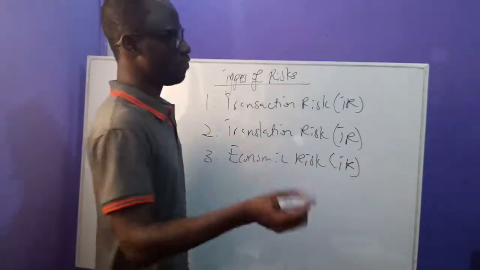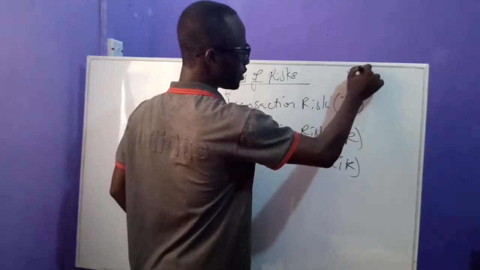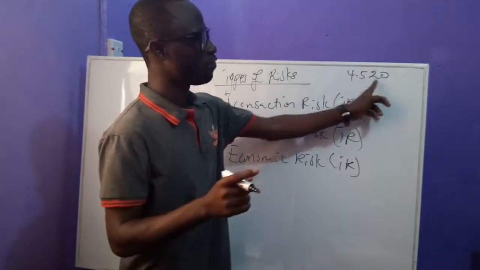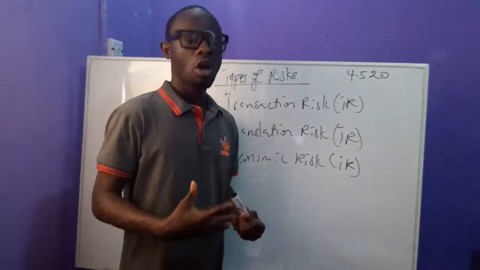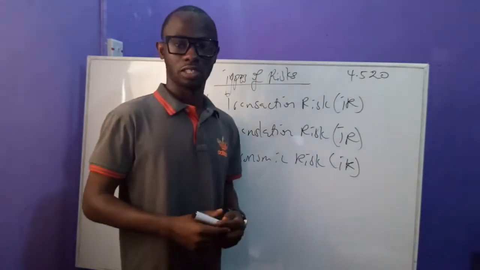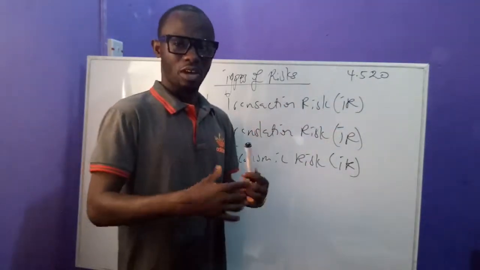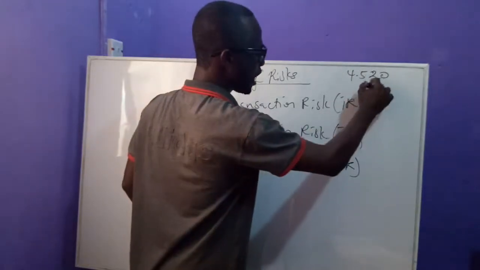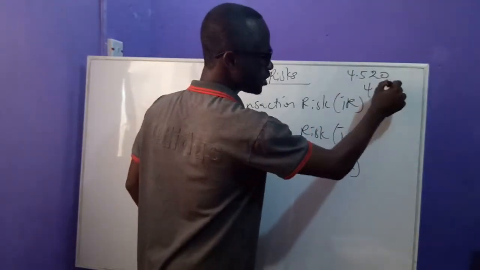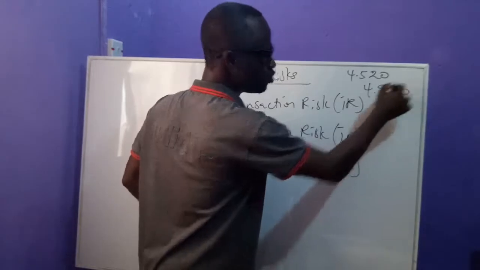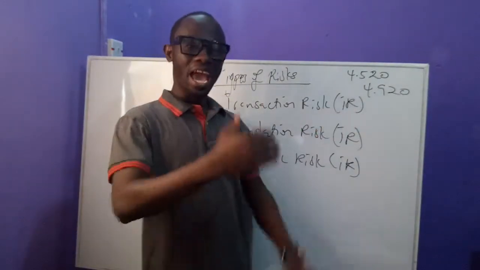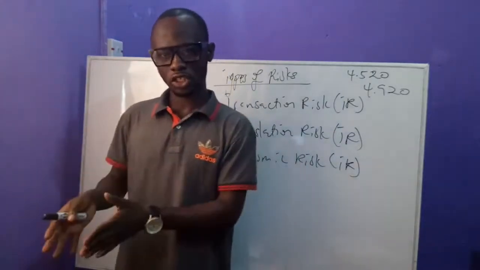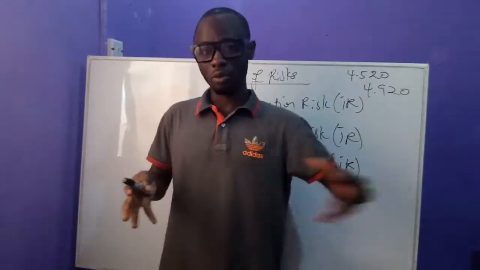For instance, if the exchange rate now is 4.520, now I'll come to the exchange rate in a moment, 4.5290, and you buy goods now, but you can pay for the goods in 3 months' time. So you don't pay now, you pay in 3 months' time, and by the time you get to the 3 months, the currency has further depreciated, and so it is around 4.920. You realize that you'll be paying more than how much you would have paid. So the difference between the purchase and the settlement date is what we refer to as what?